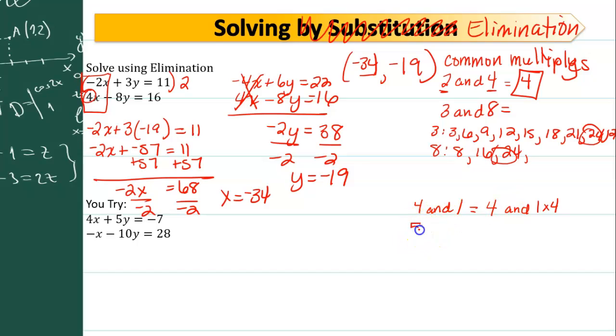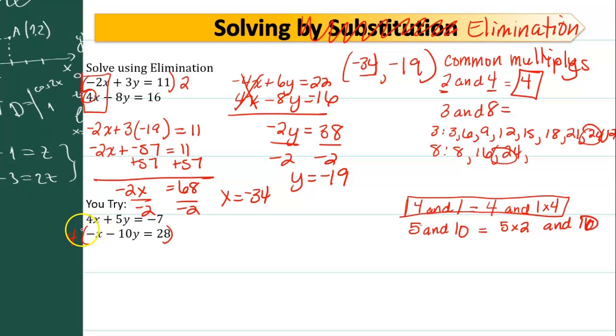You also could have said, well, we've got 5 and 10. If I multiply 5 by 2, that makes 10. So those would be the same. Doesn't matter which way you did it. I think I'm going to use the smaller numbers. So I'm multiplying that bottom equation by 4. They're already going to be opposite signs because one is positive and one is negative. So we have 4x plus 5y equals negative 7.